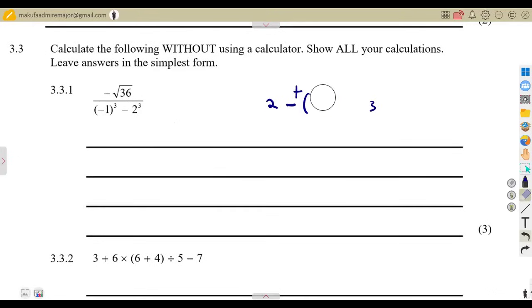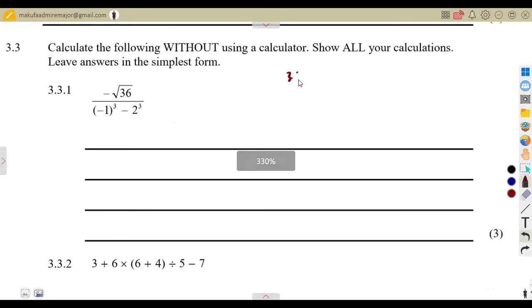Calculate the following without using a calculator. Show all calculations. Leave the answers in simplest form. So you've got minus 3.31, minus the square root of 36, the number that you multiply by itself to get 36. That is what? A 6. So the square root of 36 is 6. Or you can write this as 36 to the power of 1 over 2, since square root means a power of one half. You're supposed to know it by heart. This is going to be a negative 6.